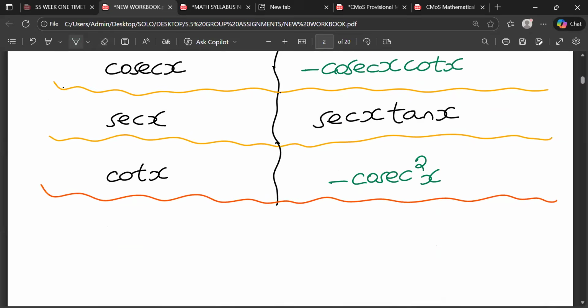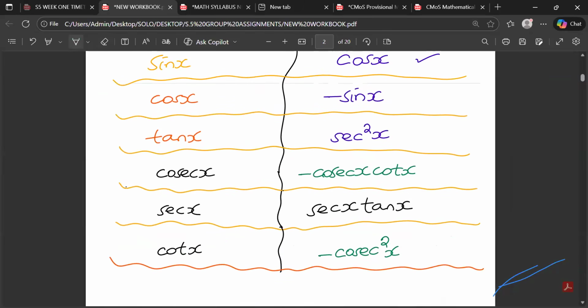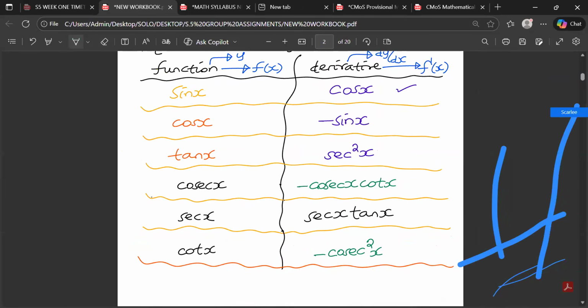Now let me simplify your life a bit. I want you to first look at that table. You give that table time. The problem with this table, if you don't get it, even the higher questions we are going to do are going to take you a lot of time. Why will they give you a time? Because you'll be like, I had cot, and then teacher is putting negative cosec squared. What is that? That's what I'm trying to avoid.